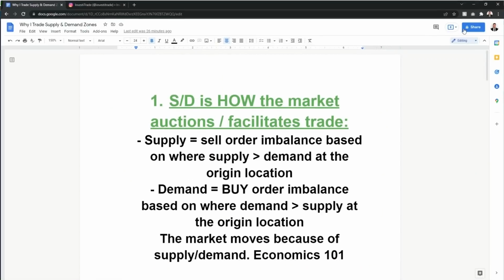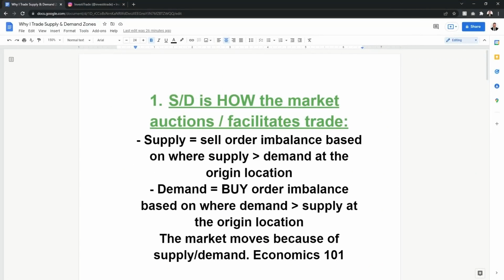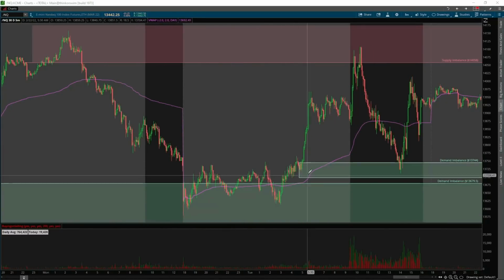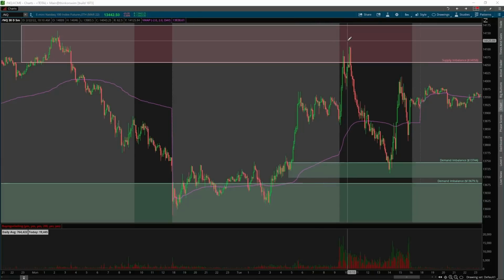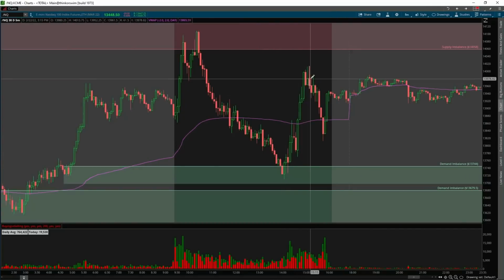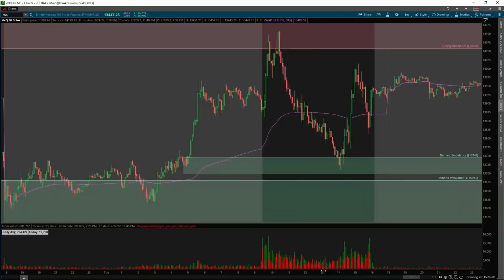The same thing for the demand side. Demand equals a buy order imbalance based on where demand exceeded supply at the origin location. And this is where we're potentially looking to be bullish on the market. In this case, we had a demand order imbalance down here. The market sold off from that supply zone, hit that demand zone, and rallied towards the end of the day. This is different than a support zone or an area of support, because this is based off of an order imbalance. This is an area based on where demand exceeded supply at one origin point.